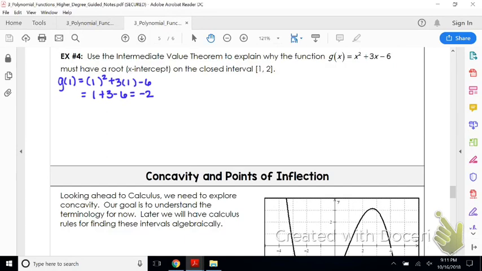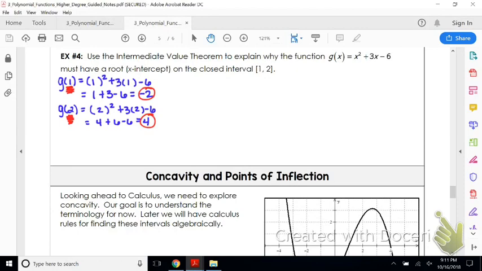Then I'm going to find g of 2. Same way, I'll build my skeleton. And we got positive 4. Now because one of these had a negative y value and the other one had a positive y value, that means in between where x is 1 and x is 2, there exists a 0. There's an x-intercept between those two.